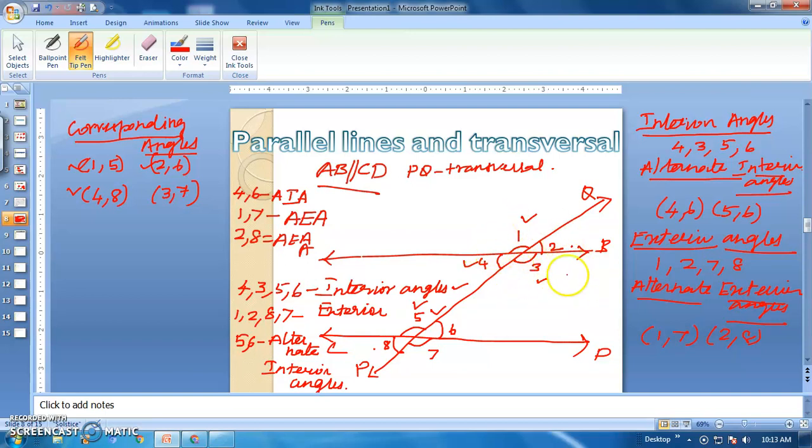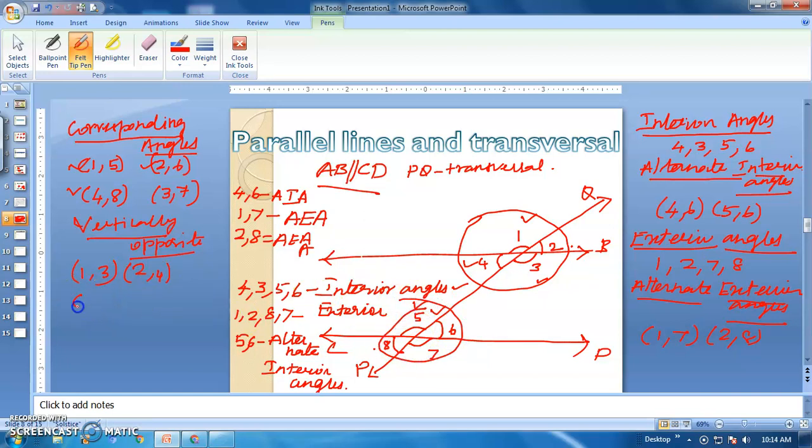And can we find all the vertically opposite angles here? Yes, look here. Two lines are intersecting here. So 1 and 3, 2 and 4 are vertically opposite angles. Similarly, we can take this one too. What are the pairs? 5, 7 and 6, 8. So these are the vertically opposite angles here.